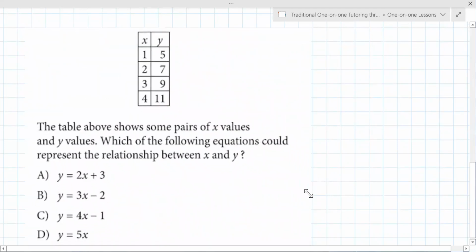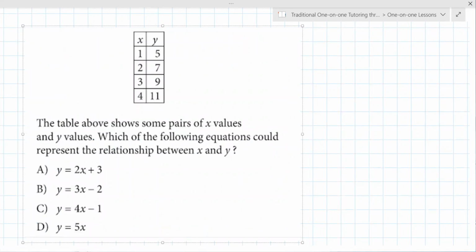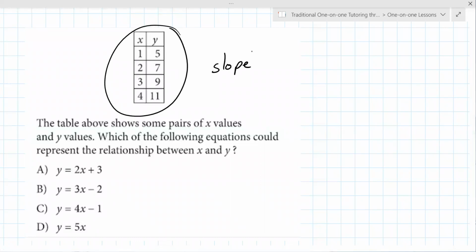Okay, so it says the table above shows some pairs of x values and y values. Which of the following equations could represent the relationship between x and y? So one of the things you should notice right away is all the slopes are different in the answers, 2, 3, 4, and 5. You just need to determine the slope from the table here. Can you determine that for us, the slope?